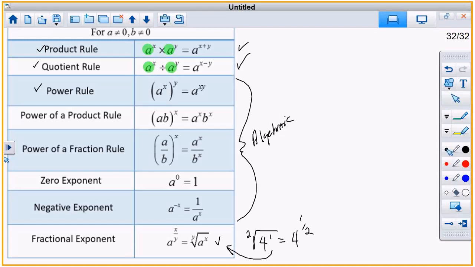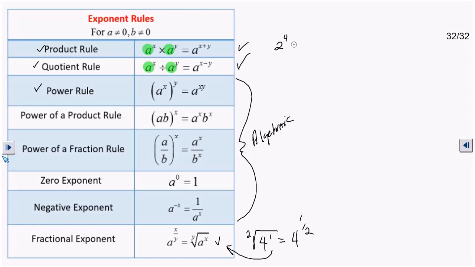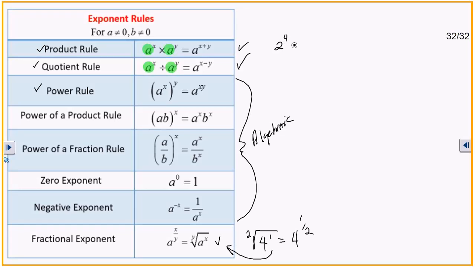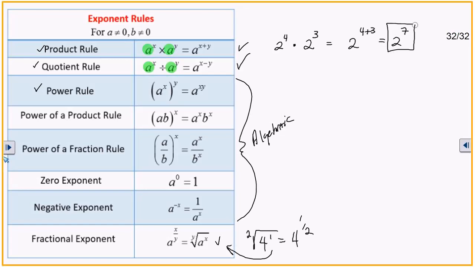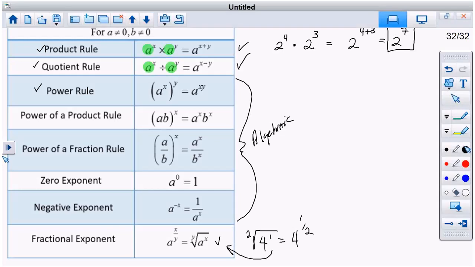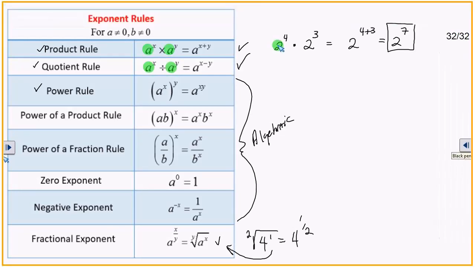So I'm going to go 2 to the 4th times 2 to the 3rd is equal to 2 to the 4 plus 3, which is equal to 2 to the 7th. That is an example of the product rule. So some of you may remember this back in pre-algebra or whatever. If you are multiplying and the bases are the same, now remember, the bases have to be the same, then you add the exponents.